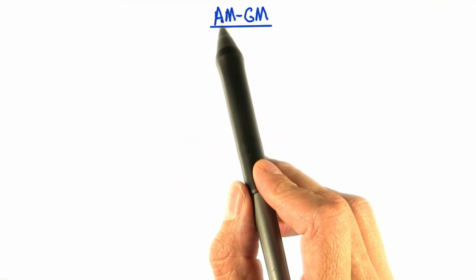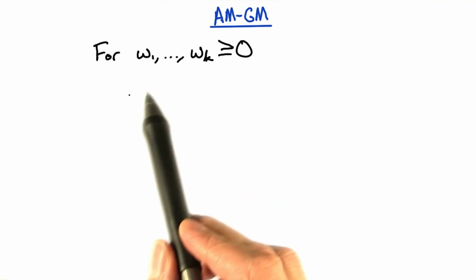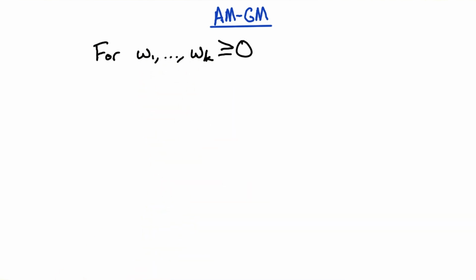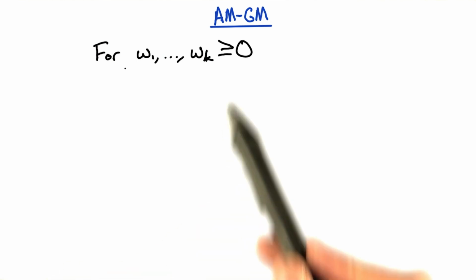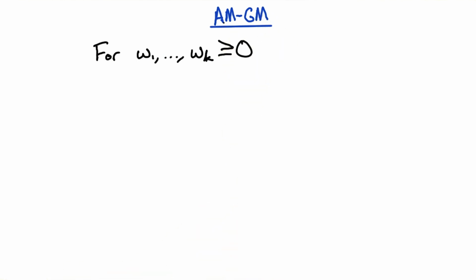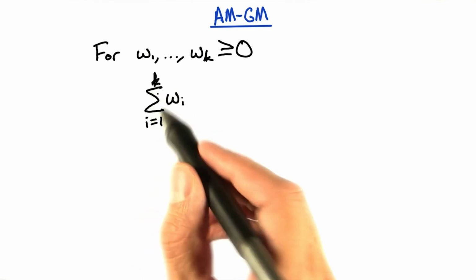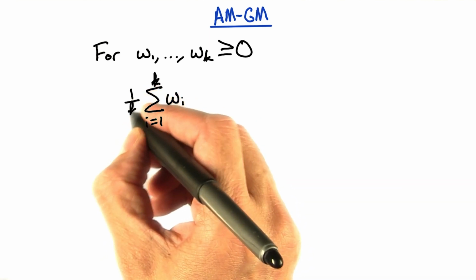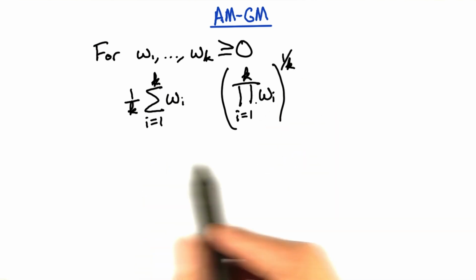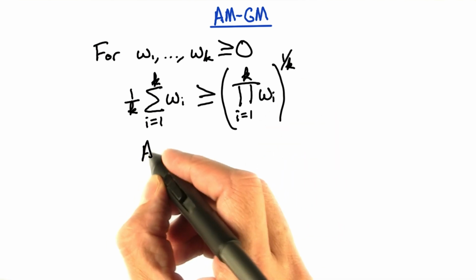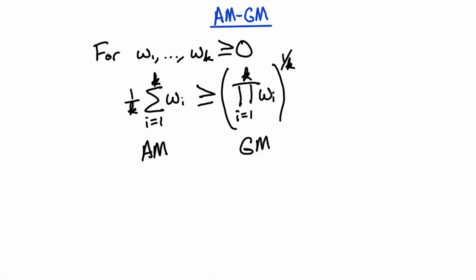Let's take a look at the arithmetic mean, geometric mean inequality. Let's take a look at its general form. We have k non-negative numbers, w1 through wk. Think of these as weights. We want to look at the mean of these weights. So we can look at the arithmetic mean and the geometric mean. The arithmetic mean takes the sum and divides by the number of terms. The geometric mean takes the product and takes the kth root. How do these two things relate? Well, the arithmetic mean is always at least the geometric mean. And this holds for any non-negative weights.